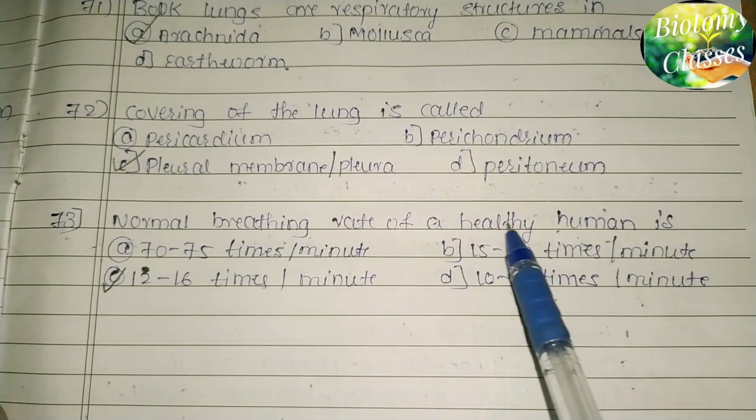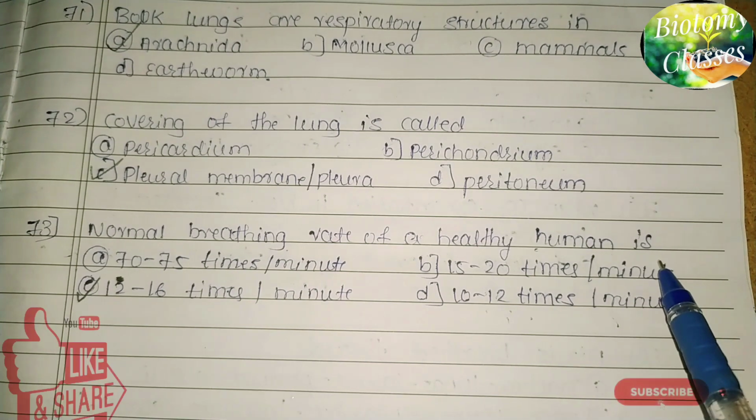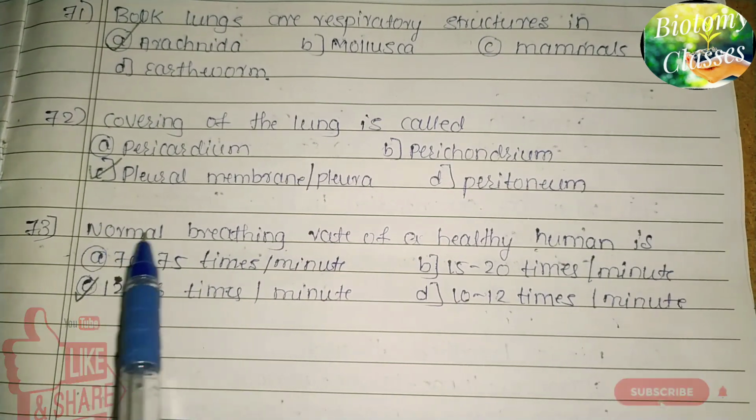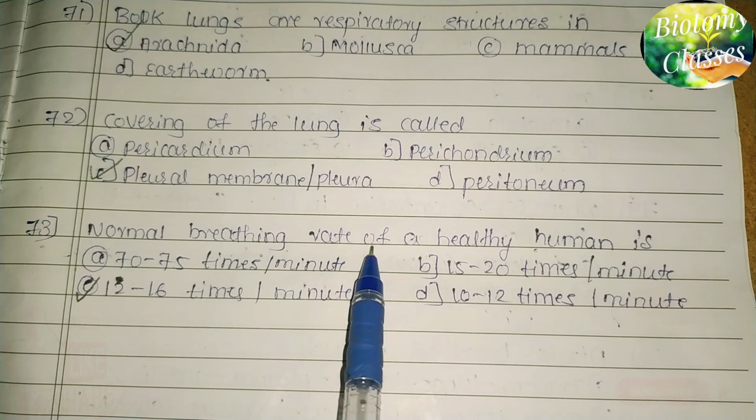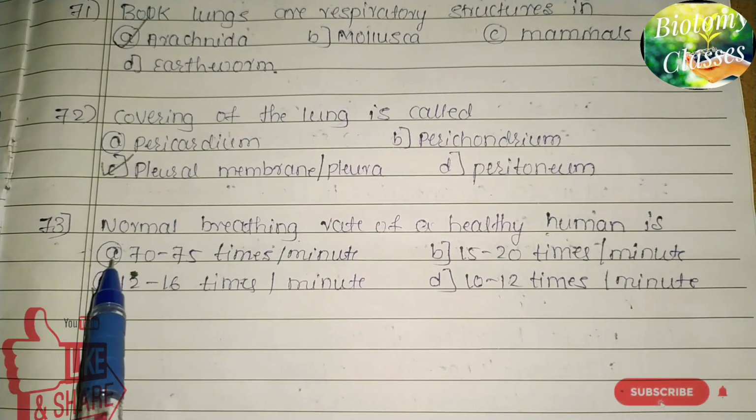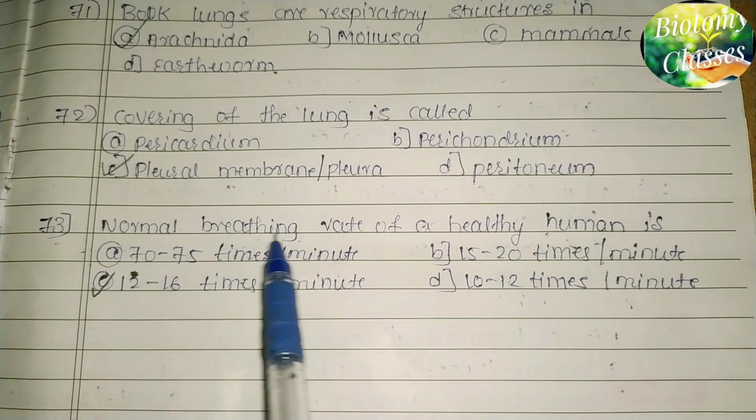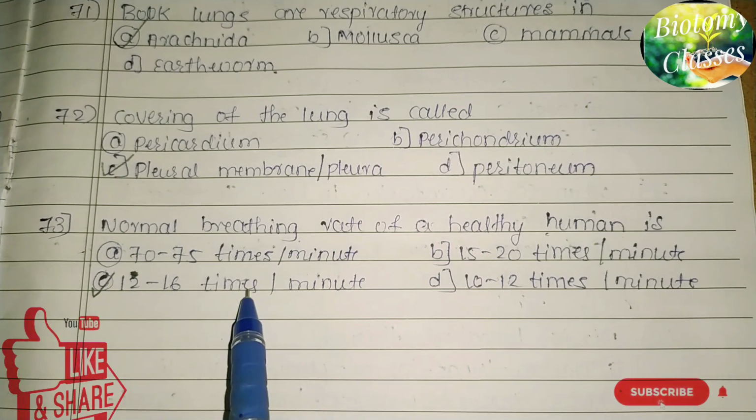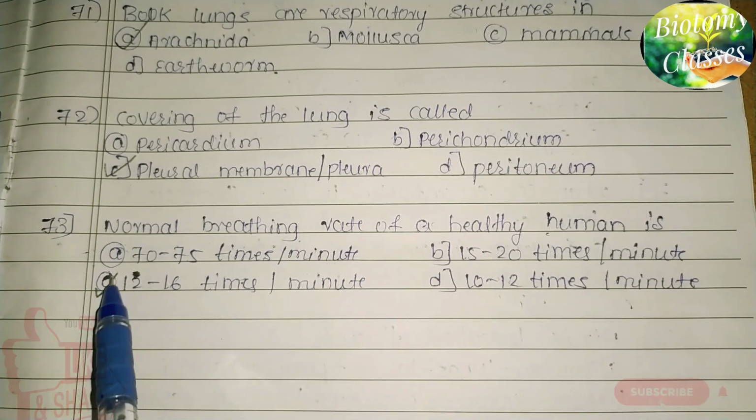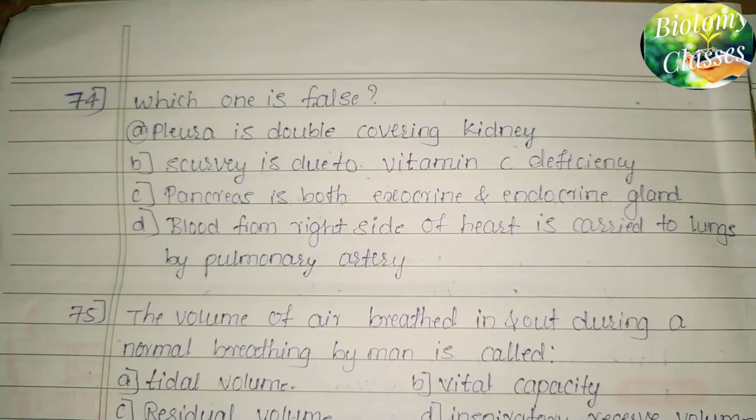Normal breathing rate of a healthy human is? They ask breathing rate, not heartbeat. So you will get confused by 70 to 75 times per minute, but they ask the breathing rate. So breathing rate means 12 to 16 times per minute. So C is the right answer.